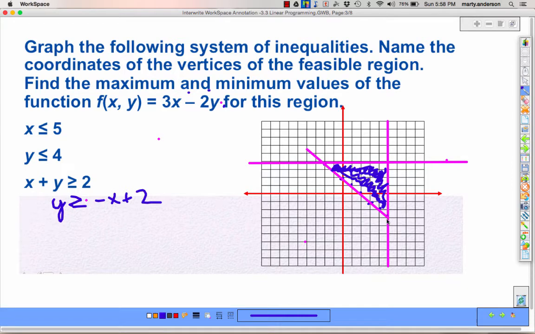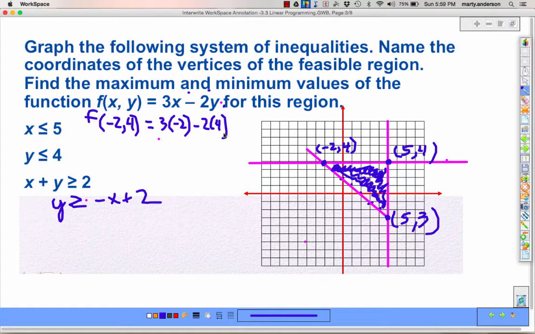And we need to figure out what these vertices are. I have a vertex at negative 2, 4. This one must be 5, 4. This one must be 5, negative 3. So now we're going to calculate f of negative 2, 4. I'm going to plug in negative 2, and I'm going to plug in 4. And we're going to do the math. Negative 6 minus 8, negative 14.